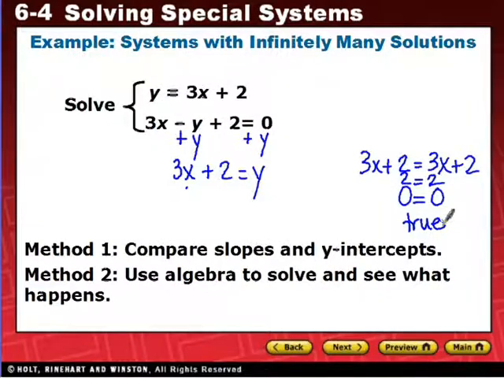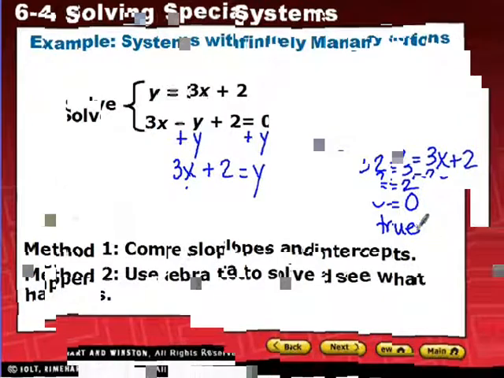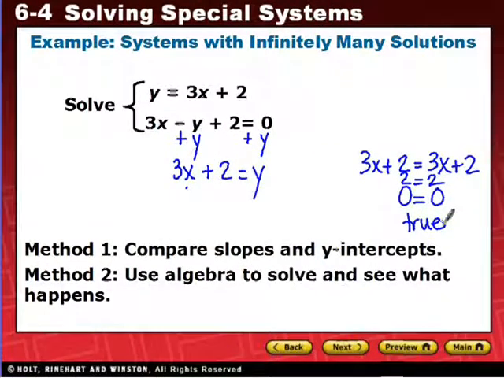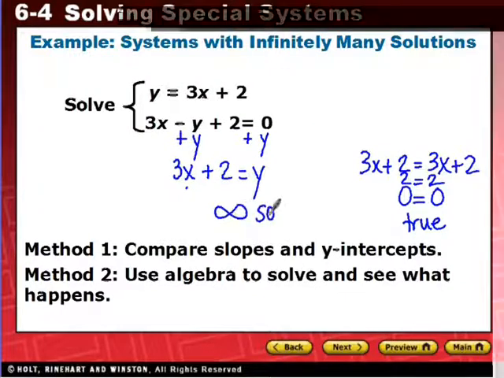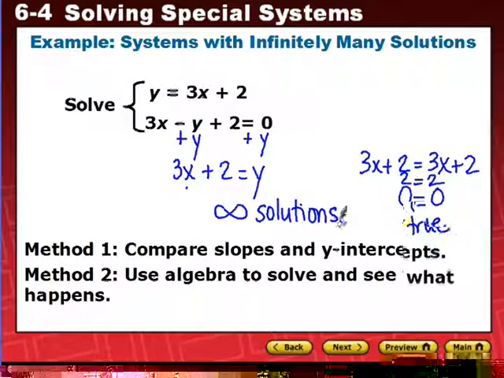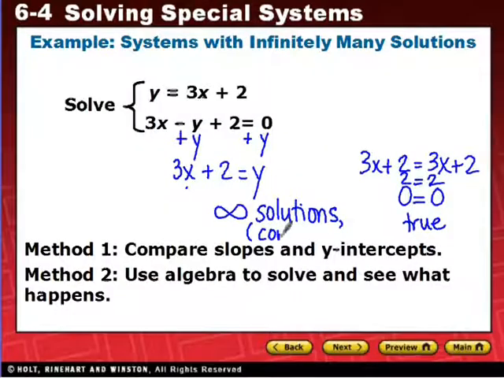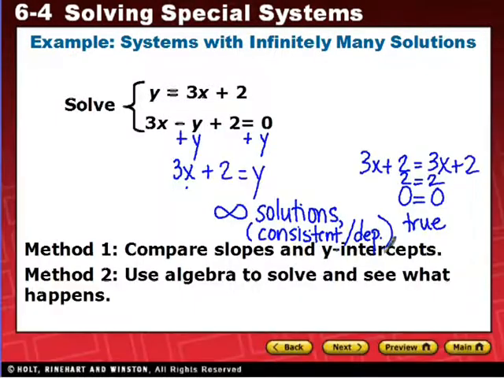But it's not just all real numbers. It's all the correct sets that would fit on that line. So you don't really give an exact solution. You can say that there are infinite solutions. Not all real numbers, because it's not every single number. It has to be a special pair of numbers. And infinite solutions, by the way, makes it consistent and dependent. If I want all of those things, I'll be very specific in the question. Otherwise you would just say there are infinite solutions for this problem.